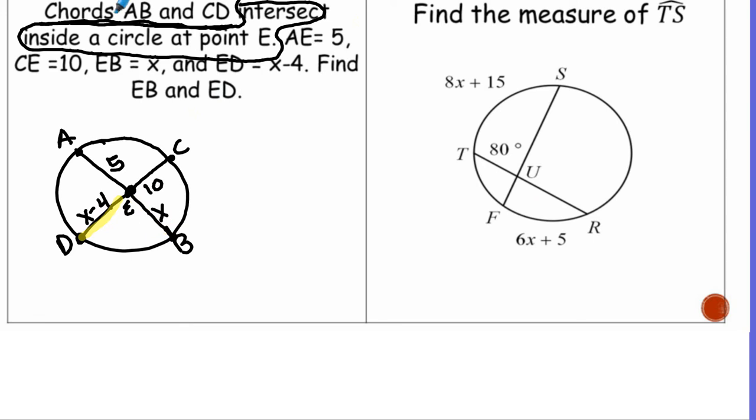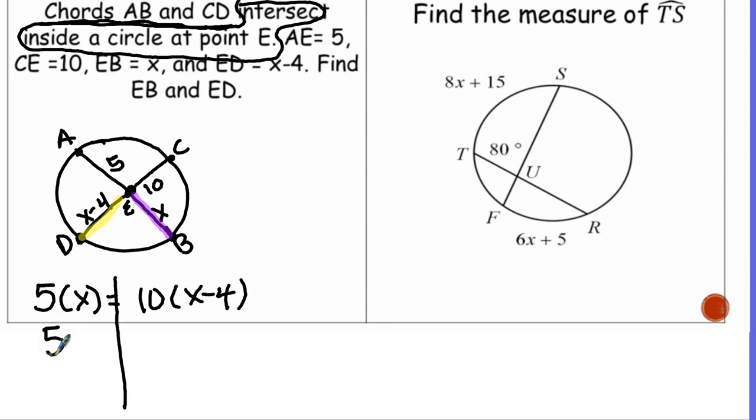Well, let me put them in different colors so you don't get confused. And this piece. So in order to find these pieces, we need to find x first. And so since this looks like multiplication, we're going to say 5 times x equals 10 times x minus 4. I'll drop the line down the middle. We get 5x equals 10x minus 40.